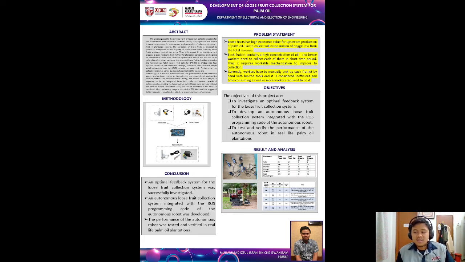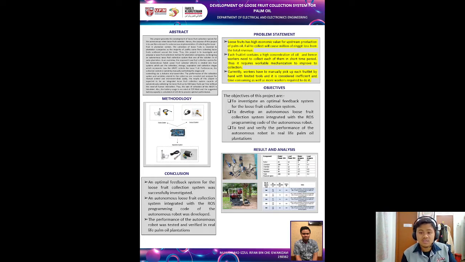When these fresh fruit bunches fall to the ground, some of the fruits contained within them separate from the bunches and scatter across the ground. These scattered fruits are what's called loose fruits. These loose fruits have high economic value for upstream production of palm oil, and failure to collect all of them will cause a loss of millions of ringgit from the total revenue.